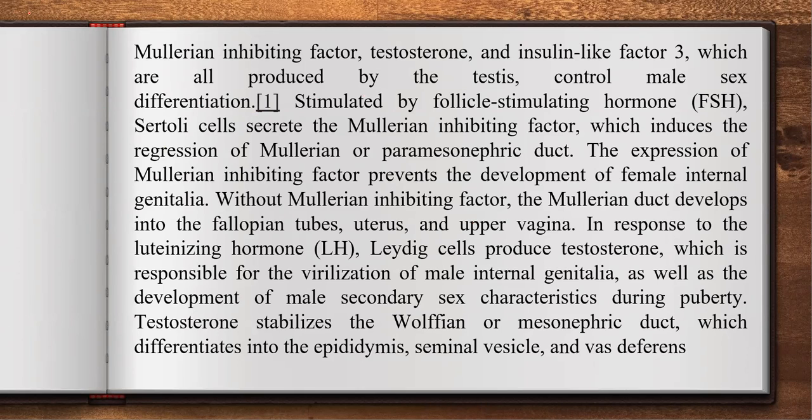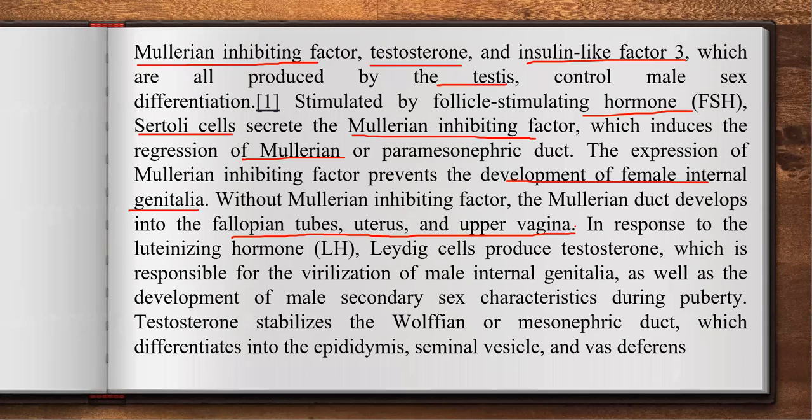Okay, so Mullerian inhibiting factor, testosterone, and insulin-like factor 3, which are all produced by the testes, control the male sexual differentiation. Stimulated by the FSH hormone, Sertoli cells will secrete Mullerian inhibiting factor, and that will induce the regression of Mullerian duct. When you don't have Mullerian duct, you don't develop female internal genitalia. Without Mullerian inhibiting factor, Mullerian duct will develop into fallopian tube, uterus, and upper vagina.